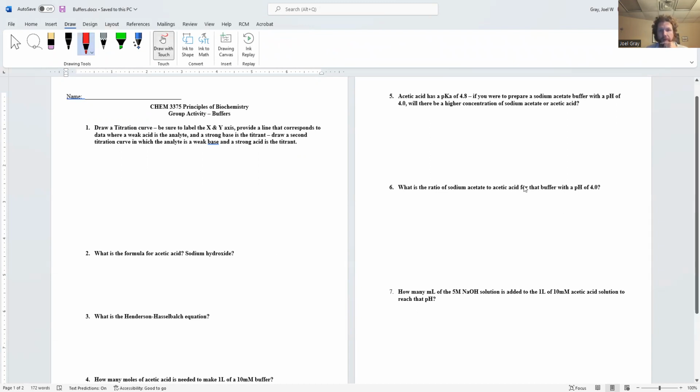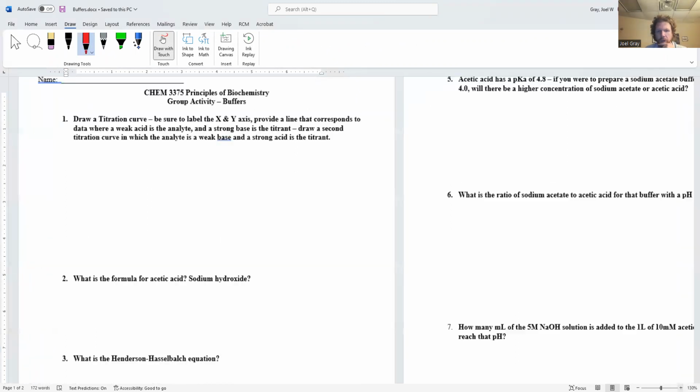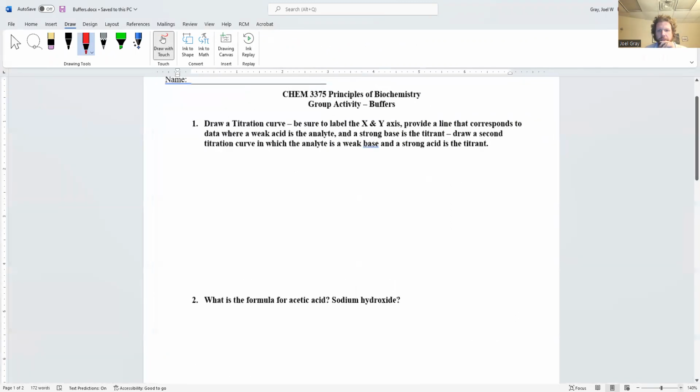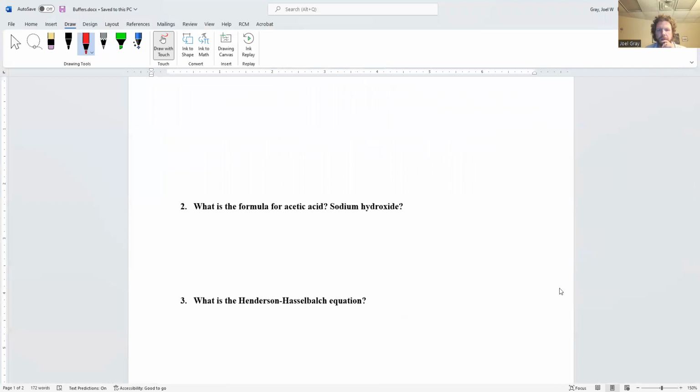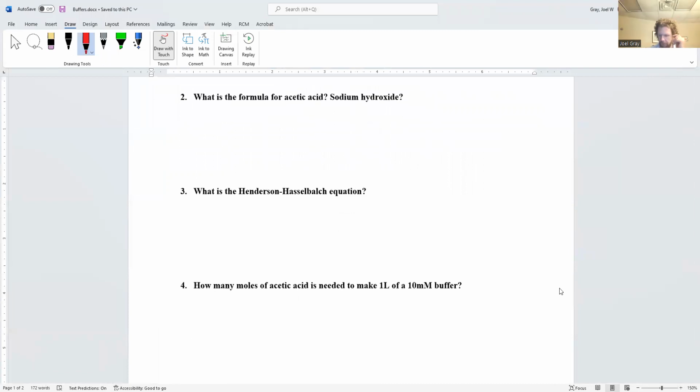Before I do that, I'm going to go back and fill in some of the blanks on some questions here. The first one that I'm going to work with is question number 3. What is the Henderson-Hasselbalch equation? pH equals pKa plus log of the concentration of the deprotonated form over the concentration of the protonated form.